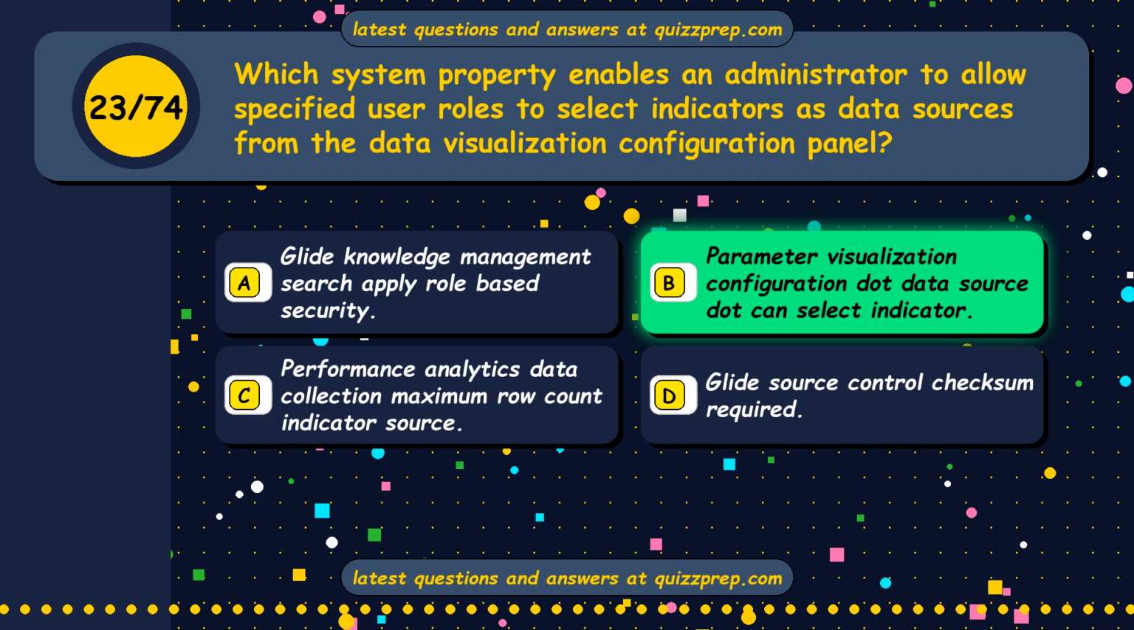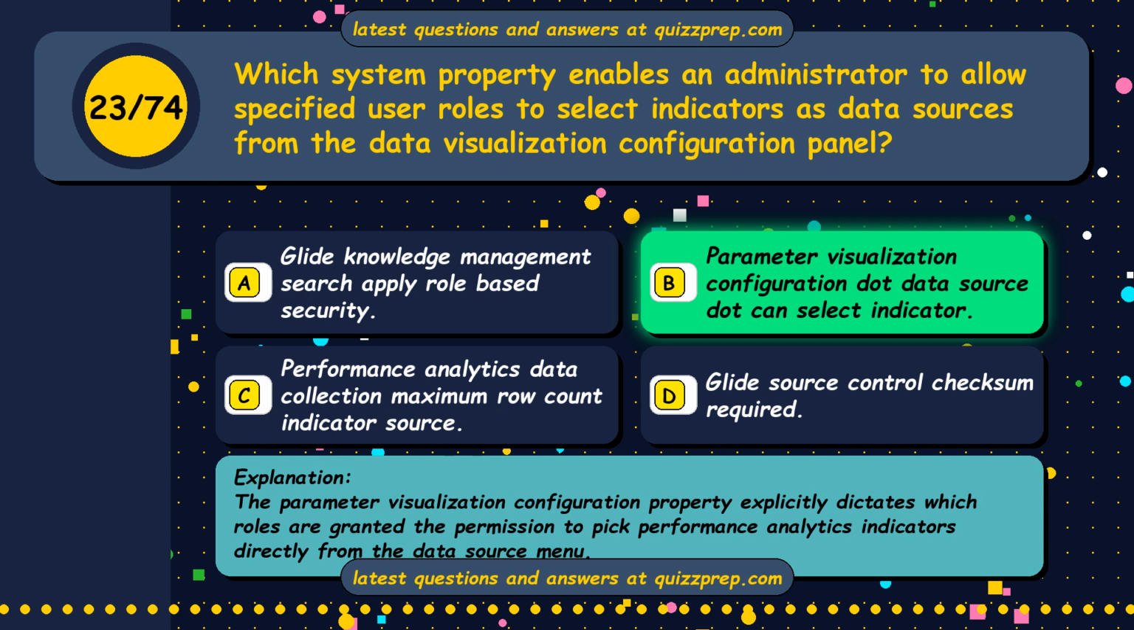The correct answer is option B. Parameter Visualization Configuration.DataSource.Can Select Indicator. The parameter visualization configuration property explicitly dictates which roles are granted the permission to pick performance analytics indicators directly from the data source menu.